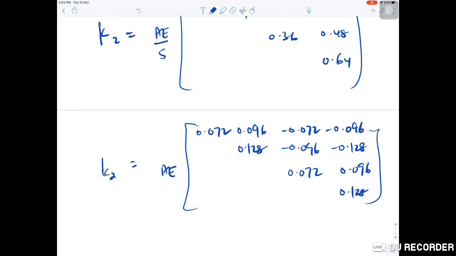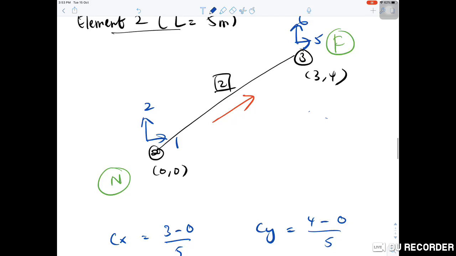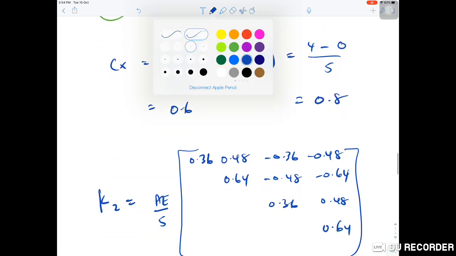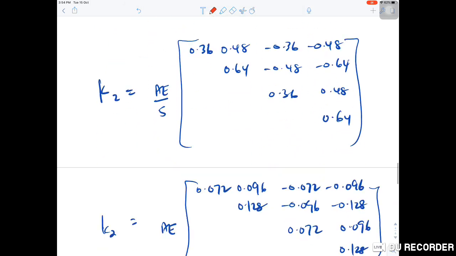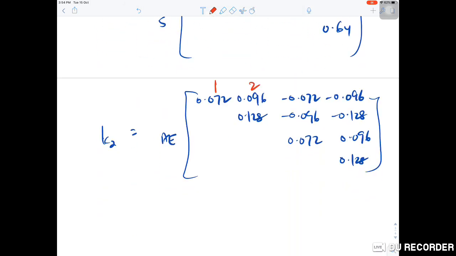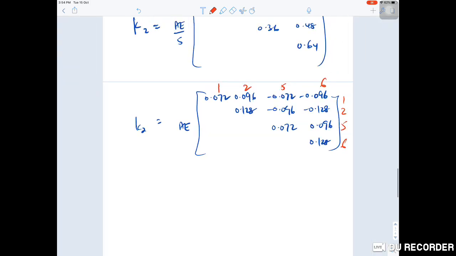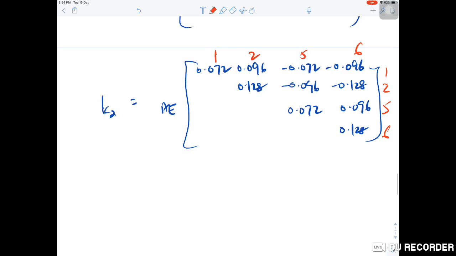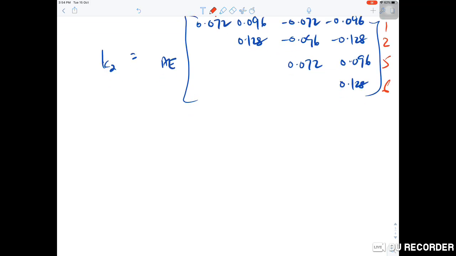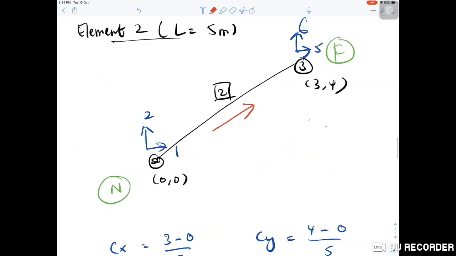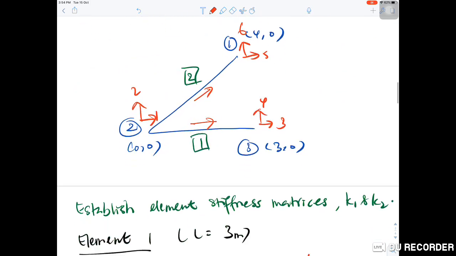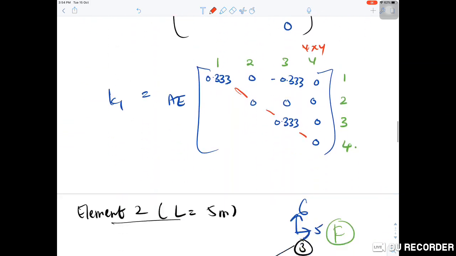Okay, for K2 we refer back to the element. Near is 1, 2, far is 5, 6, so we label as 1, 2, 5, 6. Okay, we settle the first part, which is the element stiffness matrices.